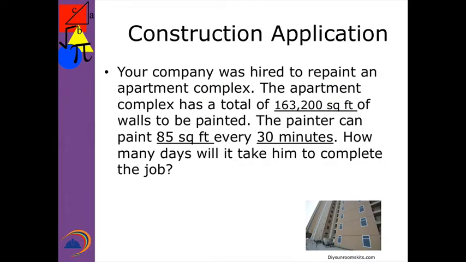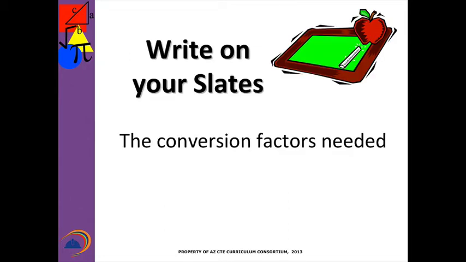I underlined the most important things in this problem. The most important things were that there's 163,200 square feet of walls, that a painter can do 85 square feet every 30 minutes. And they want to know how many days it takes him to complete this job. Right? So on your slates, write down the conversion factors you think that you will need to solve this problem. Teacher, pause the video, have the students fill out their slates, have them compare them with their partner, and then have them show you.